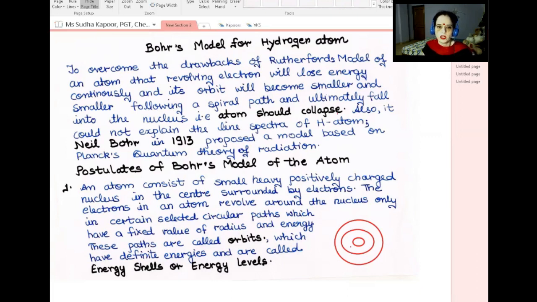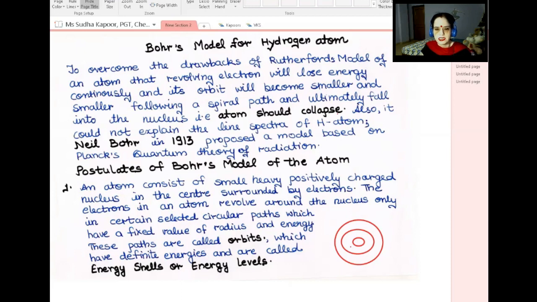So the Bohr model was developed after there were a few drawbacks in the Rutherford model. The main drawback of the Rutherford model is that in an atom the revolving electron will lose energy continuously, and when the electron is losing energy continuously, it must be following a spiral path, and ultimately it should fall into the nucleus. And if it falls into the nucleus, the atom must collapse. But it doesn't happen. The reason behind it was not explained by Rutherford.